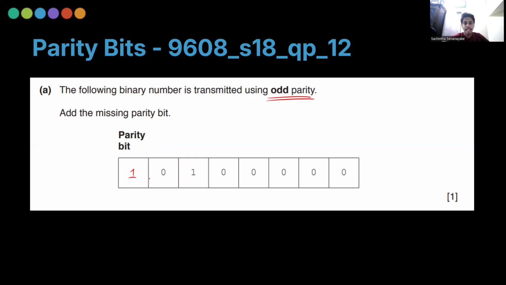No. Odd parity's definition says that odd parity ensures that the number of ones is odd. But having 2 ones means it's an even number of ones. That's incorrect. So your parity bit must be 0, right? This ensures that there's only one 1, which means that it's an odd number of ones, right? 1 is an odd number. Okay, so that's an example of parity bits, both even and odd.